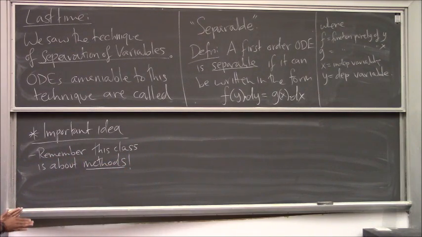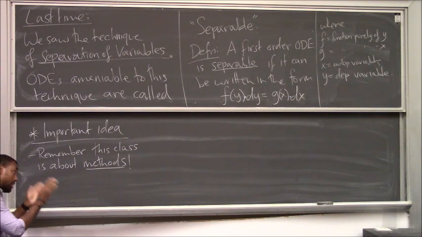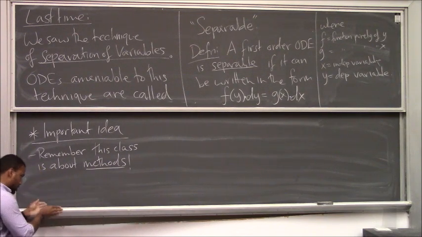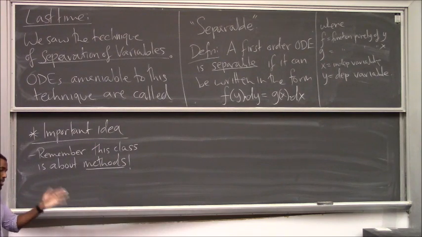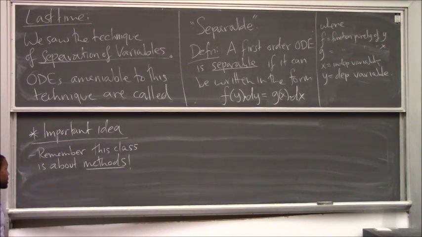So pretty much the minimum you need to walk away from this class understanding is that, okay, differential equation looks like this, I can do that. Differential equation looks like this, I do that. Differential equation looks like this, I do that, right? That's the idea. If you can do that, you're okay. If you can go better, that's icing on the cake. But it's about methods.